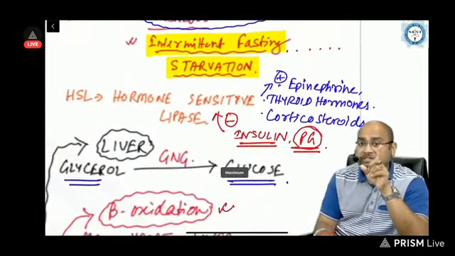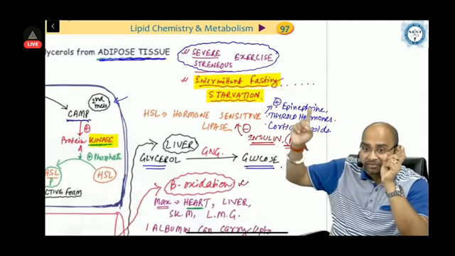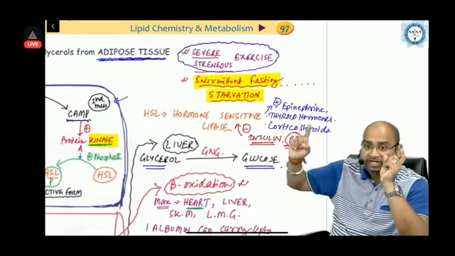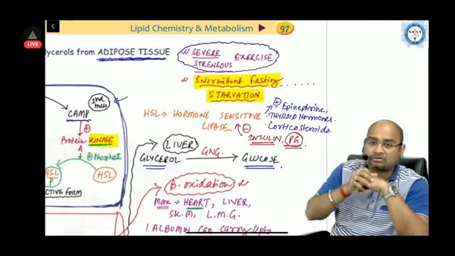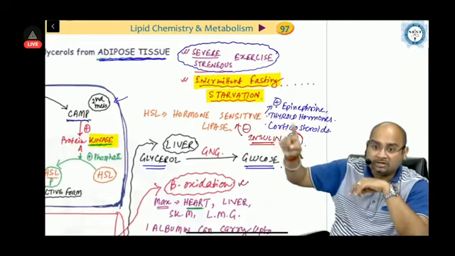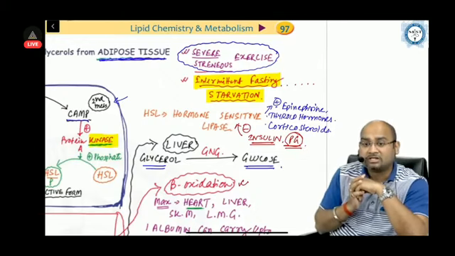So hormone sensitive lipase is activated by epinephrine, thyroid hormone, corticosteroid, but the best answer is glucagon. But it is inhibited normally by insulin. Sometimes they don't give you the option of insulin, beta.